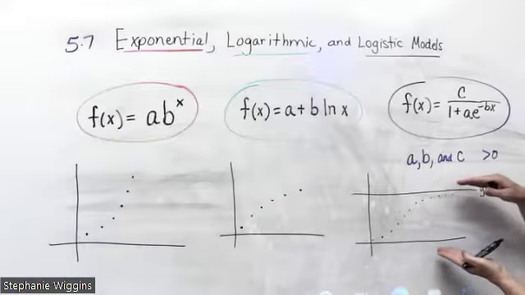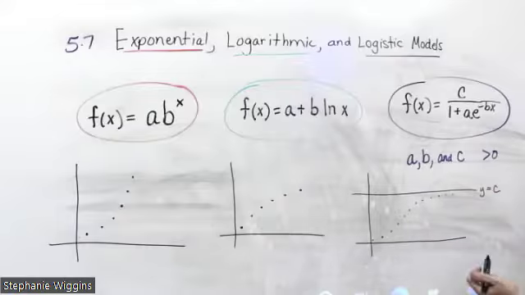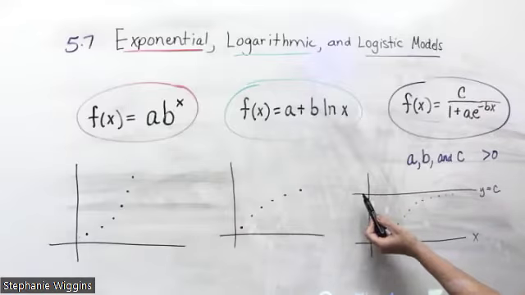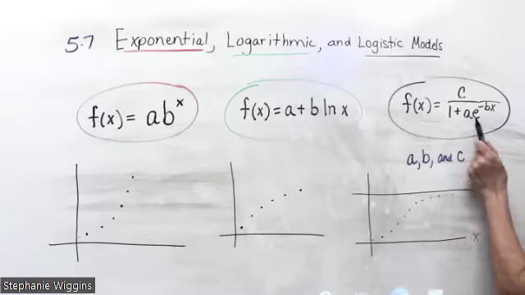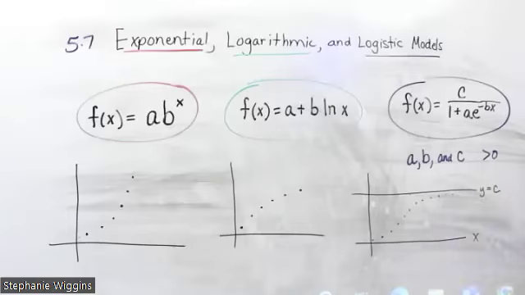So logistic has two horizontal asymptotes. One is the axis here, the horizontal axis. And then the other one is y equals c, where c is the numerator of the model function.